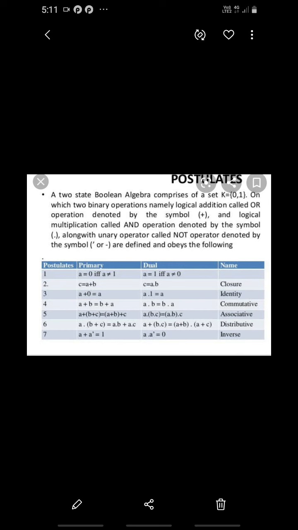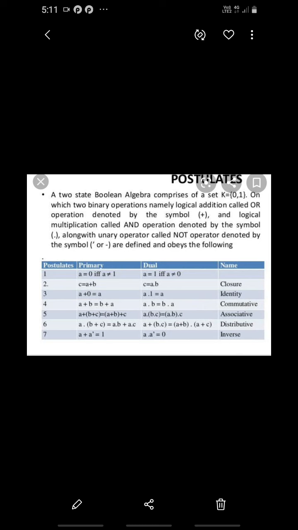Boolean algebra may be defined with a set of elements, a set of operators, and a number of postulates. Axioms, anything which is not proved but assumed to be true, is known as a postulate. The theorems of Boolean algebra are derived from these postulates.